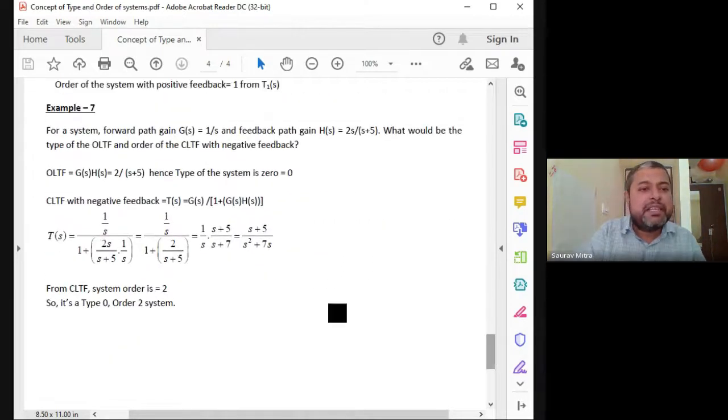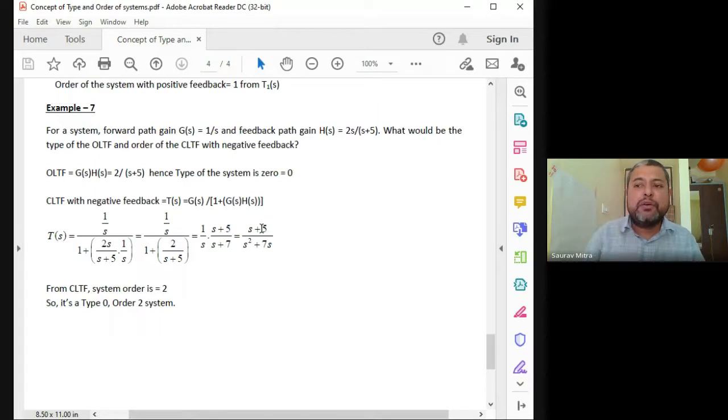Lastly, another example is given, where the forward path gain is 1 by s and the feedback gain is 2s into s plus 5. If you multiply, GSHS will be 2 by s plus 5. So in this case, there is no separate s in the denominator. That's why we say the system has type equal to 0. Likewise, if you find the closed loop transfer function, you will find it as s square plus 7s. So in this case, order is equal to 2.